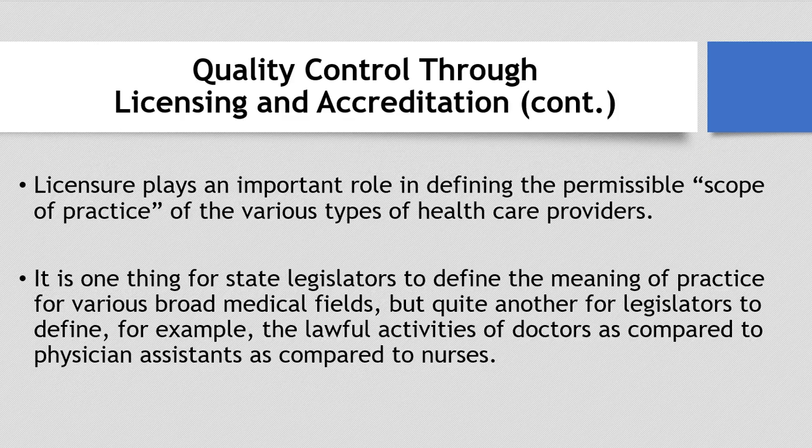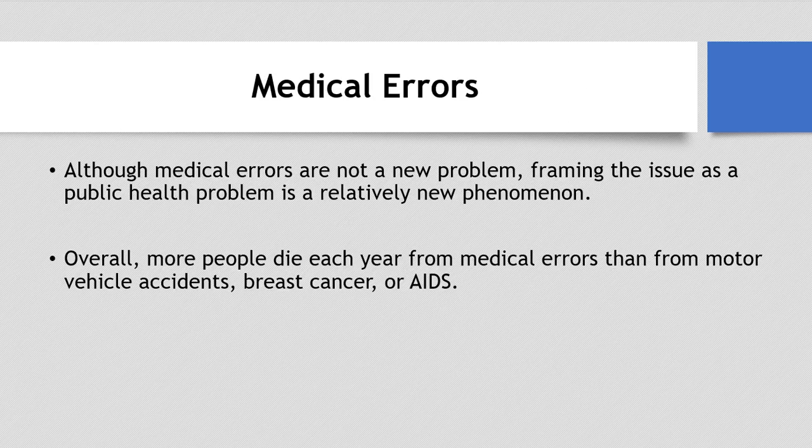Now I am going to jump to the next slide. So licensure plays an important role in defining the permissible scope of practice of the various types of healthcare providers. All right, so in the next slide, we are going to be covering the topic of medical errors. Medical errors represent a very serious public health problem, and they really pose a threat to patient safety. So it's estimated that about 44,000 patients die in American hospitals each year because of medical errors, making adverse events the eighth leading cause of death in the U.S.